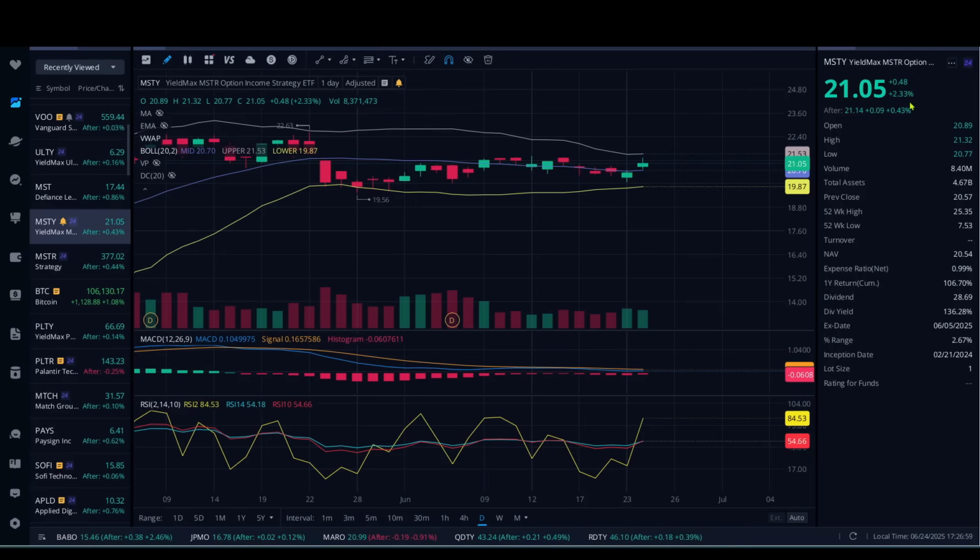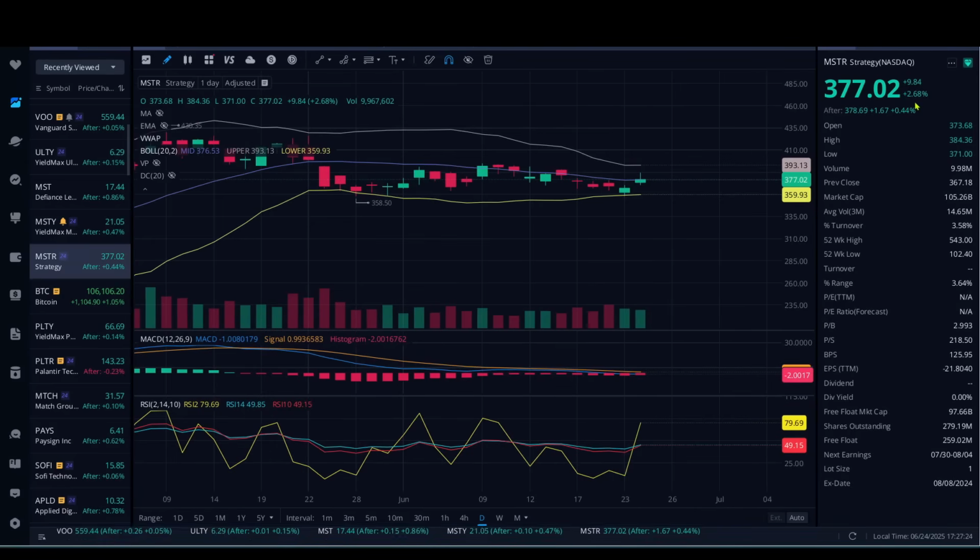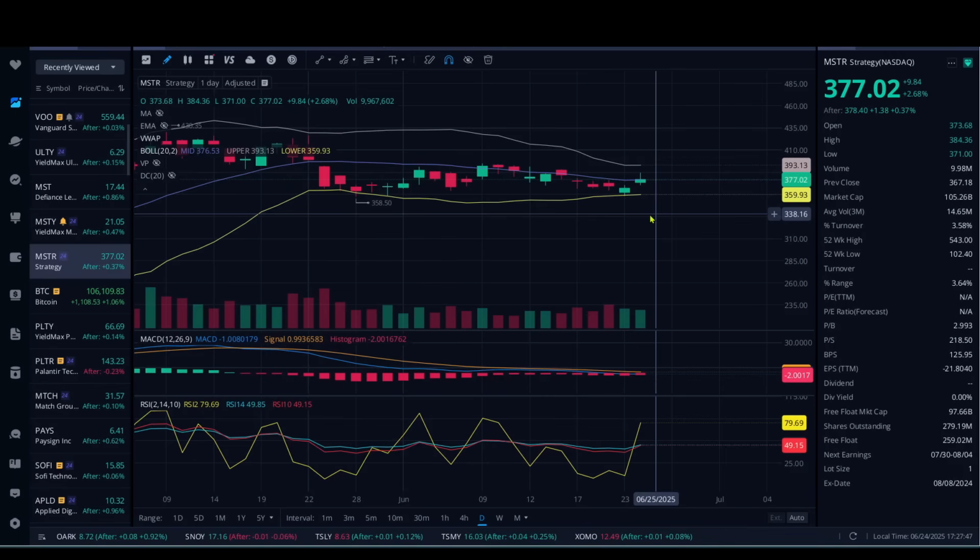2.33%. So a very nice move up and capturing a good portion of that move up on Mr. That's great. We do not expect MSTY to capture all of that move up, but that is a pretty good capture if you ask me. A 2.33 versus 2.68. Yeah, that's pretty good. We'll take that.